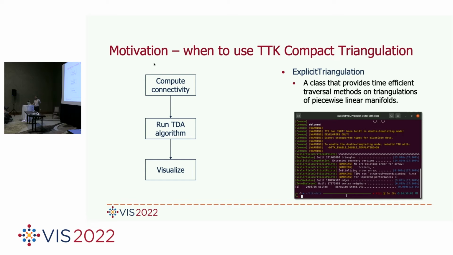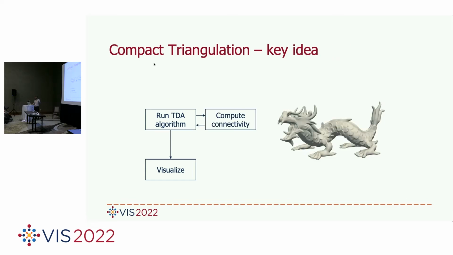The way that the TTK compact triangulation tries to solve that issue is to bring the computation of the connectivity to the same level as your algorithm. So instead of computing all the connectivity information in bulk, it will follow the algorithm and jump around, loading just the part of the connectivity information that you need in the mesh and running the algorithm at the same time. And all of that is supposed to be done for you without any extra effort.